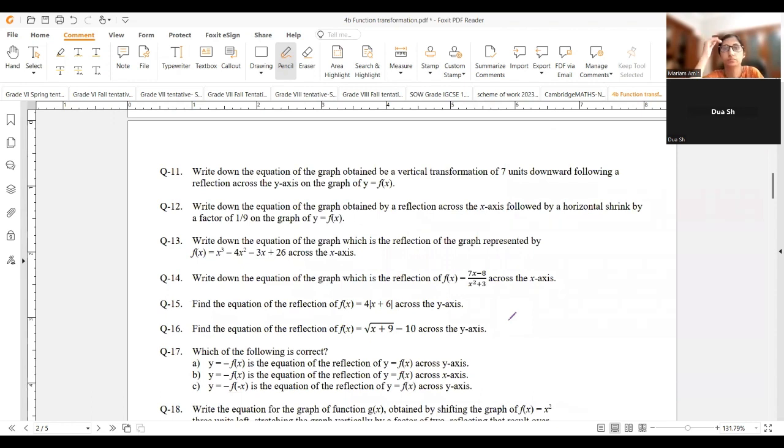Question 11. Write down the equation of the graph obtained via a vertical translation of 7 units downwards, followed by reflection across the y-axis on the graph of y = f(x). So we have to apply multiple transformations on f(x). First one is f(−x) − 7. So 7 downwards would be minus 7 outside f(x). And then if it is reflected on the y-axis, then it becomes f(−x). I did this yesterday, that's correct.